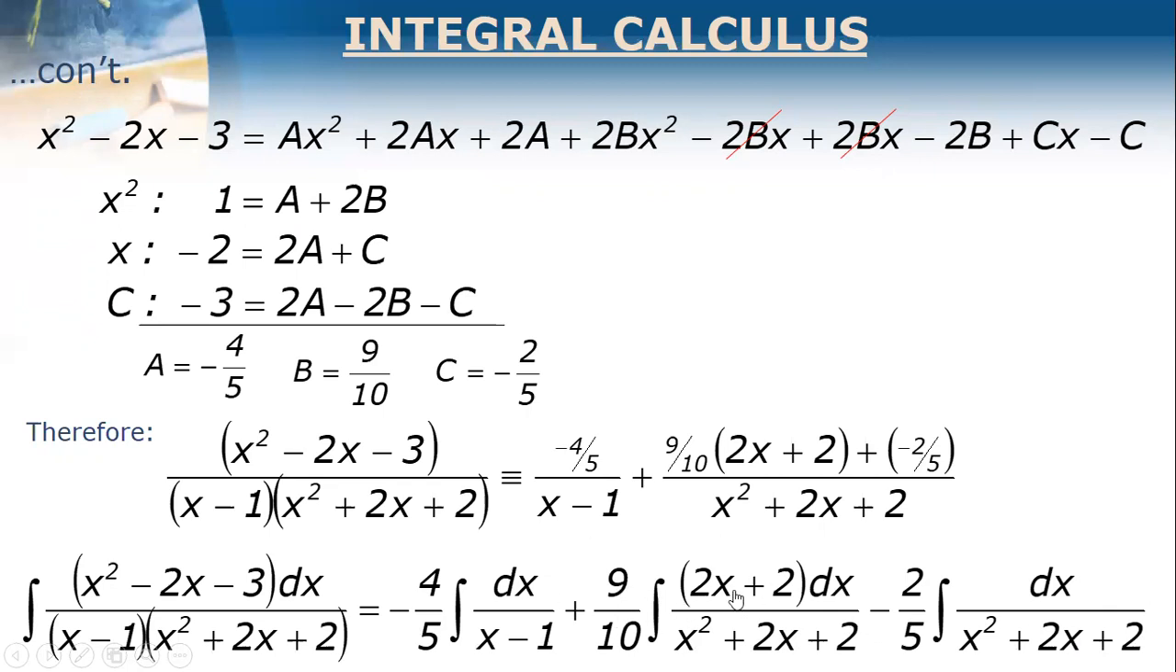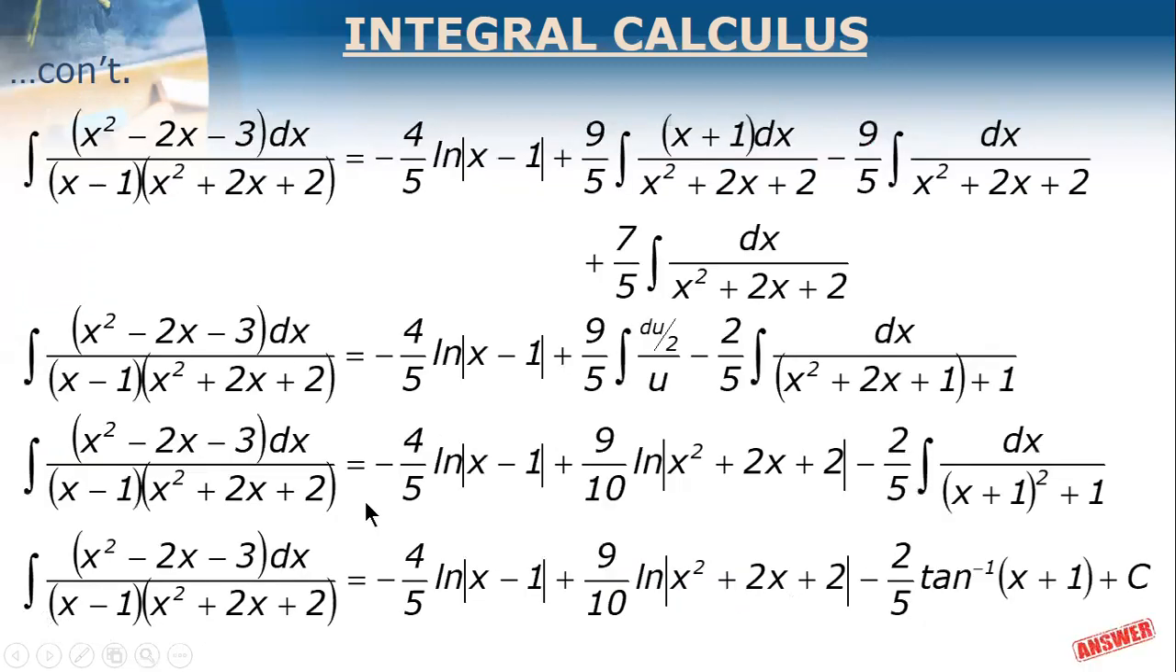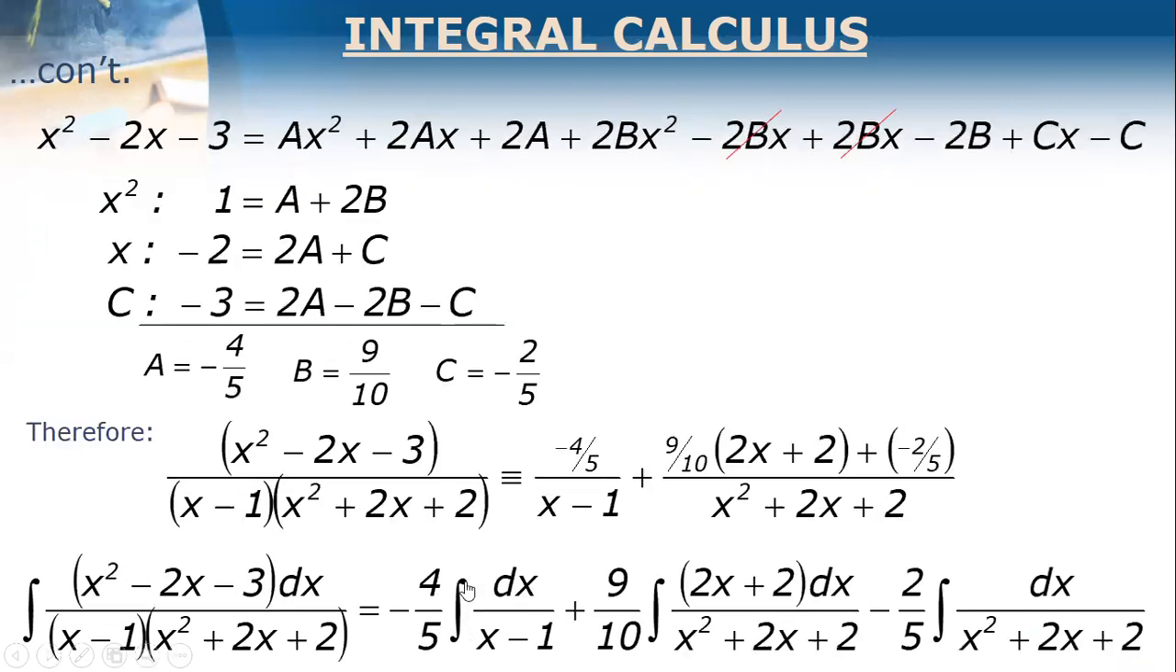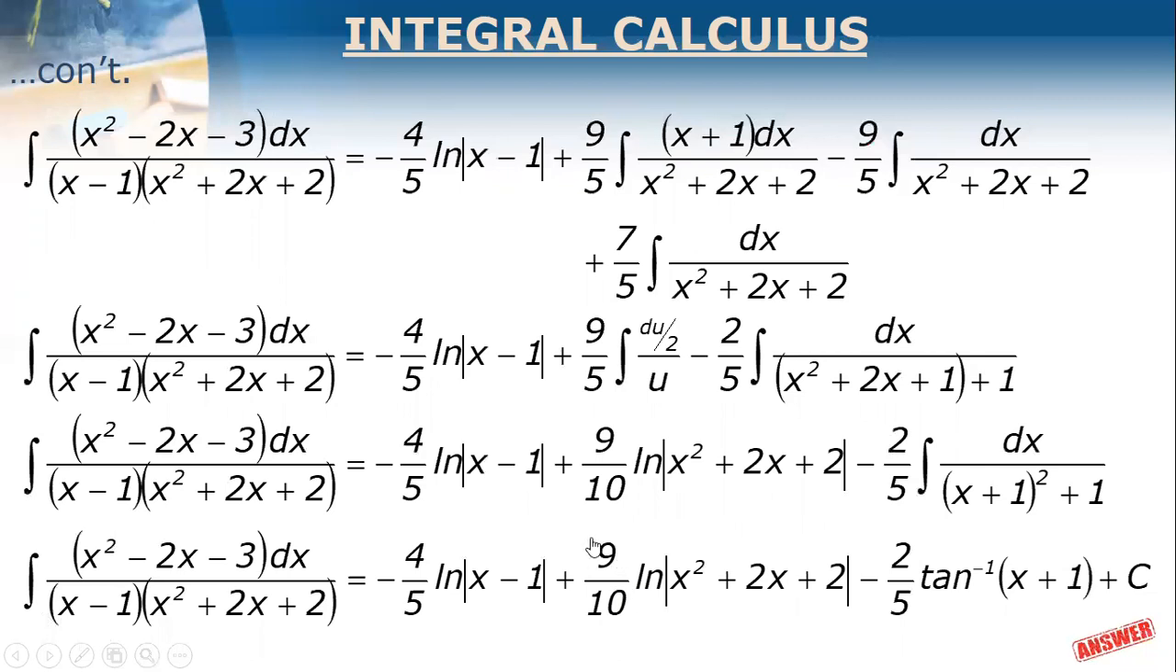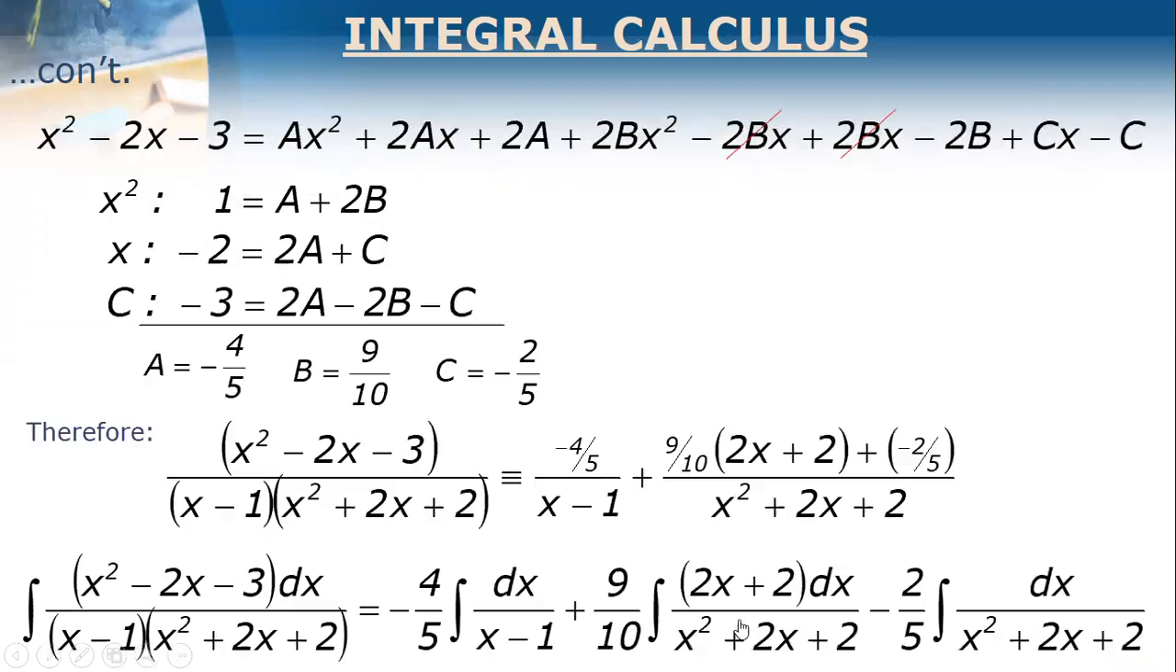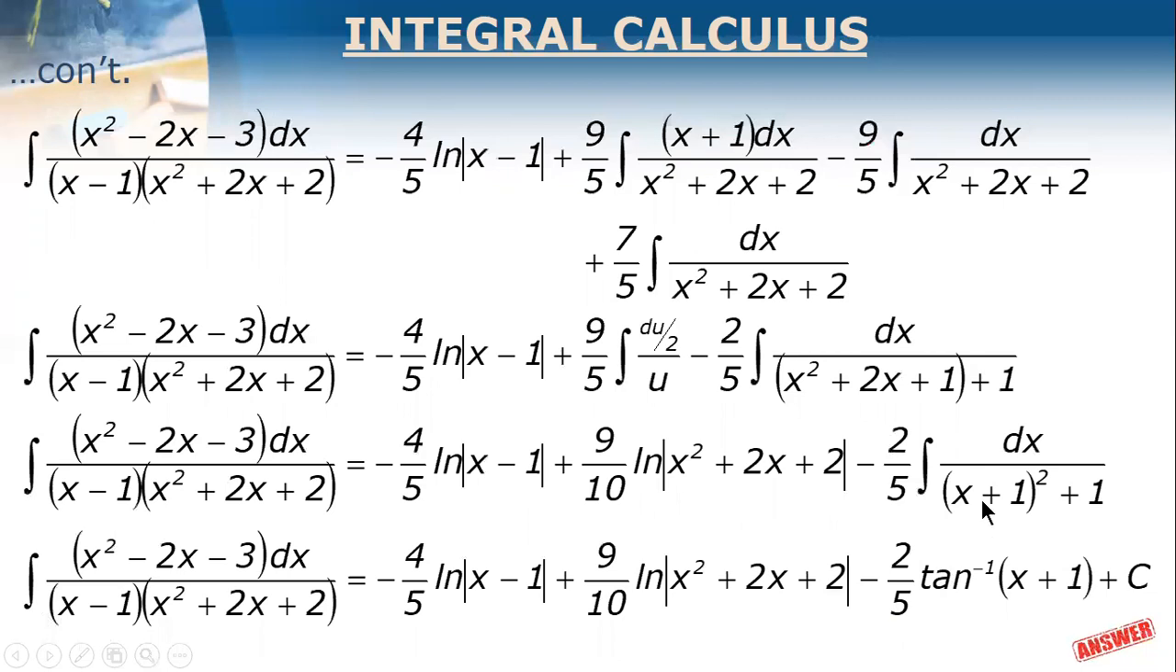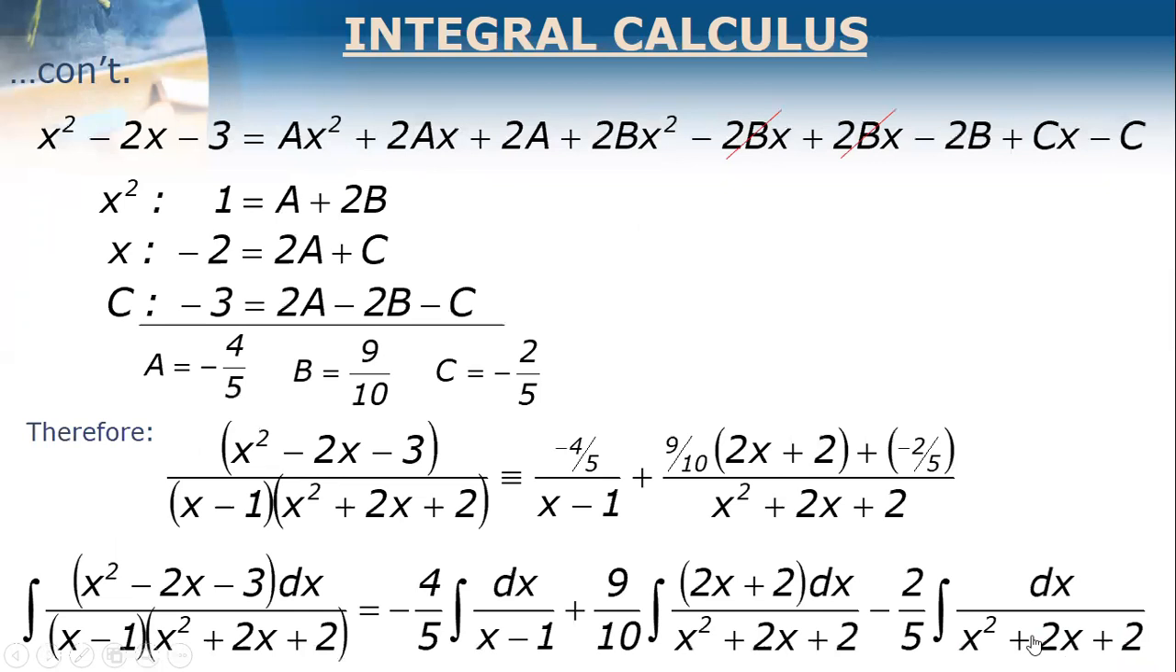So if you check this one against the previous solution, it's the same. Take note, the first term, negative 4/5 ln of x minus 1, which is correct. In the second term, 9/10 ln of u. Our du is 2x plus 2 dx, so du over u is ln of u. And the third term, this one, negative 2/5 arctan. You'll get the same result.